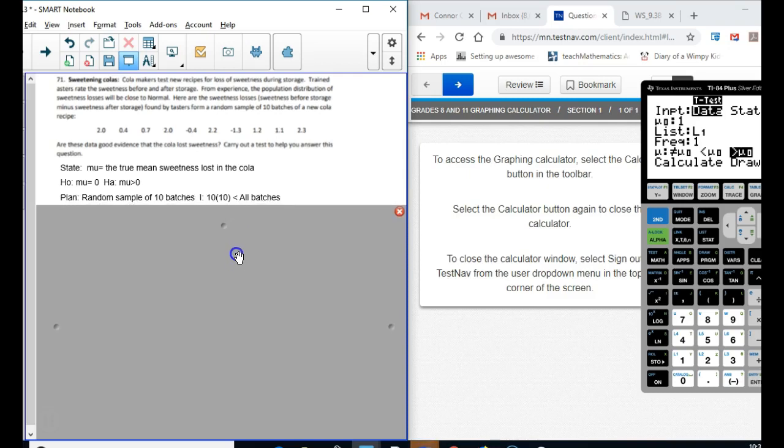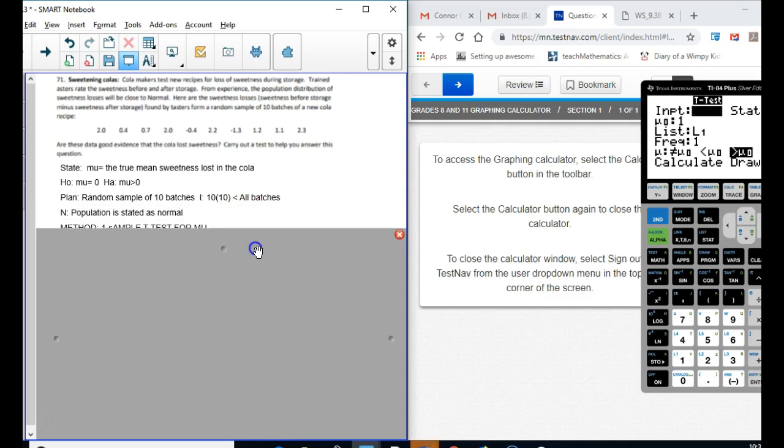Going through the conditions, we have a random sample of 10 batches, and that is stated right in the problem. 10 times 10 is less than all batches of cola. And the population is stated normal in the problem, so that's nice, we don't have to do any graphing or anything. Our method is a one-sample t-test for mu.